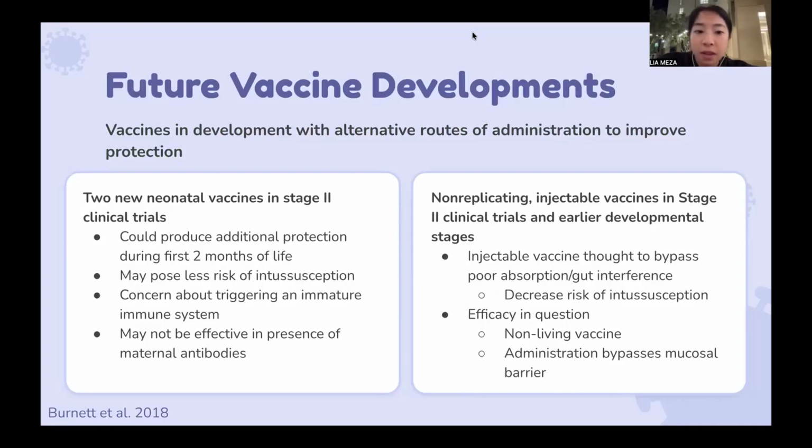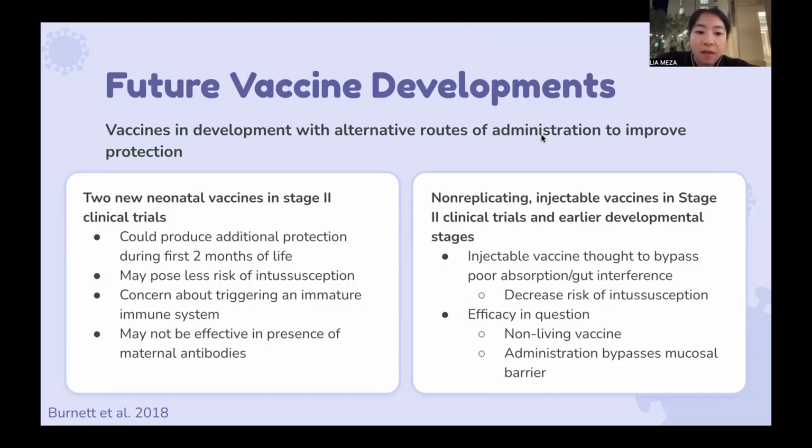And then another type of vaccine in development are non-replicating injectable vaccines. And injectable vaccines are thought to bypass the issues of oral vaccines, which could be poor absorption or gut interference. And also, since it's injectable, this would also decrease the risk of intussusception. However, the efficacy is in question of these vaccines also.